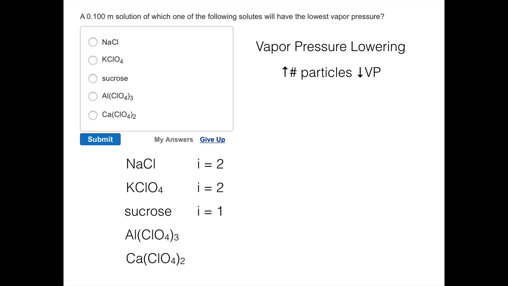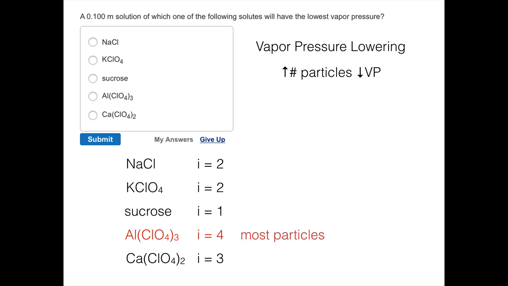AlClO4 3 times is going to give us 1 aluminum 3 plus and 1 ClO4 minus, so that has an i value of 4. And CaClO4 twice is going to have an i value of 3. So based on each of these values, we can say that the highest value for i, which will give us the most number of particles, is going to be for our aluminum compound.